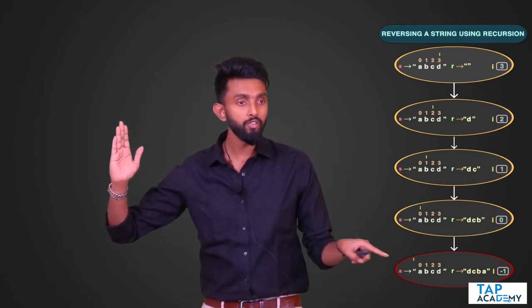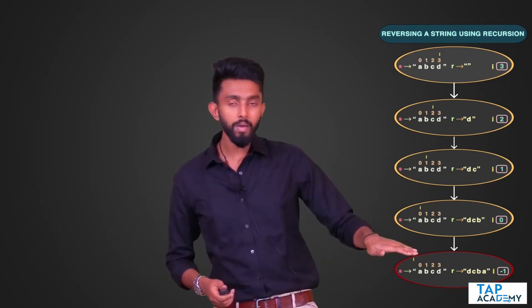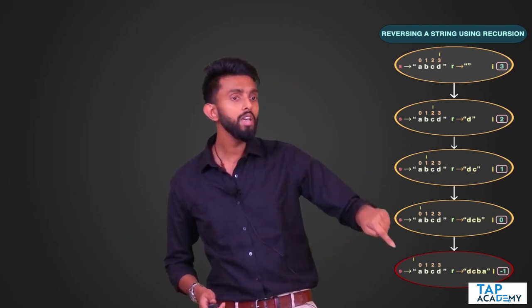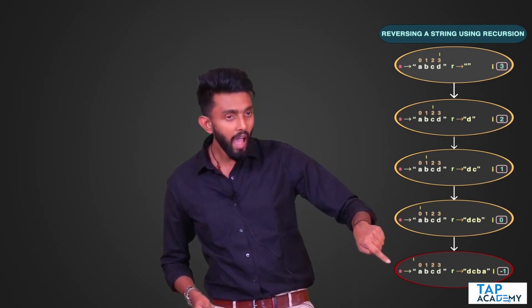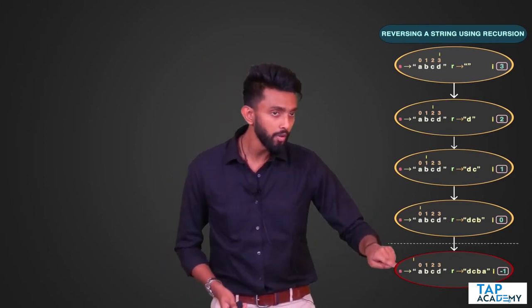Absolutely. And what is the base condition? The moment I goes out of the first index. First index is 0, which means, don't you think if I becomes less than 0, then I have hit my base condition. Now if I hit my base condition, what should I do? R is the reverse string. As it is, return that reverse string. I hope I am clear. So I will return R. That is what I will return.